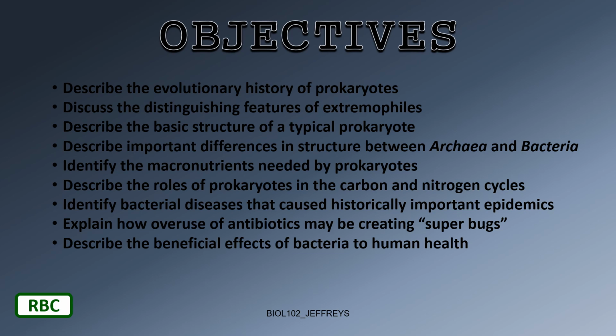So our objectives here are to describe the evolutionary history of prokaryotes, discuss the distinguishing features of extremophiles, describe the basic structure of a typical prokaryote, describe important differences in structure between archaea and bacteria, identify the macronutrients needed by prokaryotes, describe the roles of prokaryotes in the carbon and nitrogen cycles, identify bacterial diseases that caused historically important epidemics, explain how the overuse of antibiotics may be creating superbugs, and describe the beneficial effects of bacteria to human health.